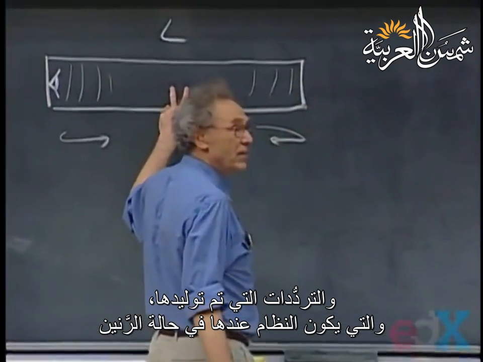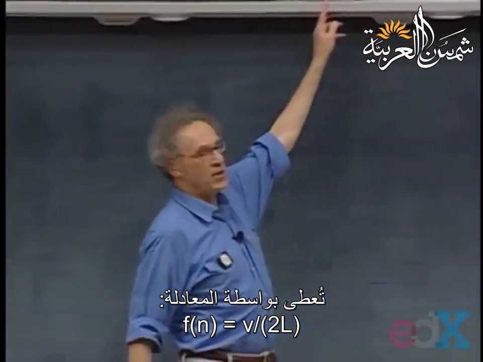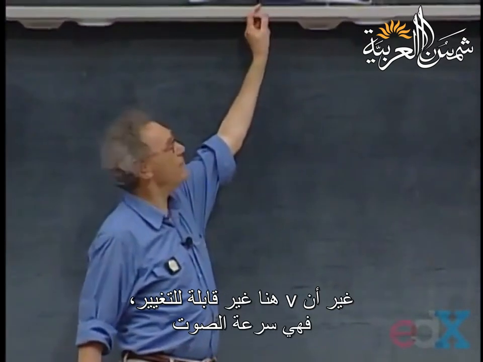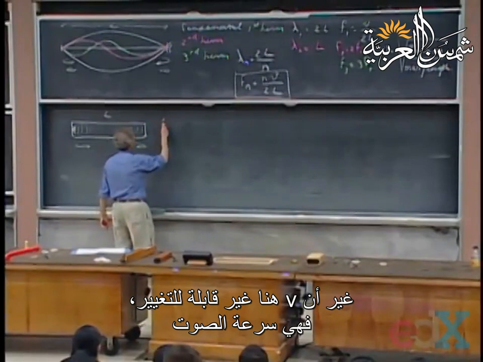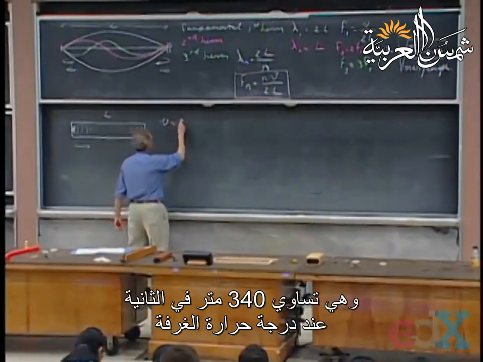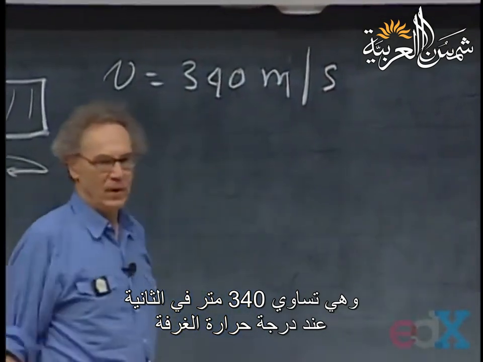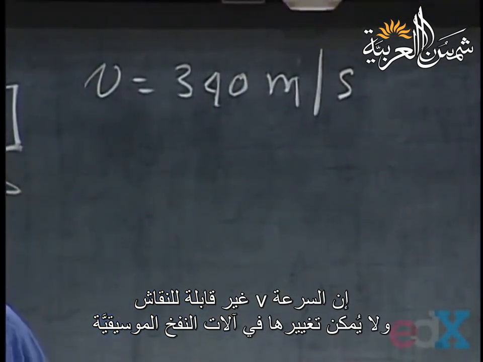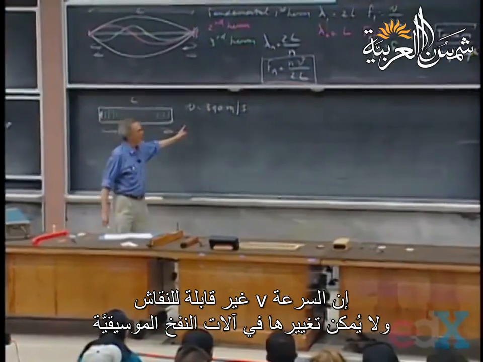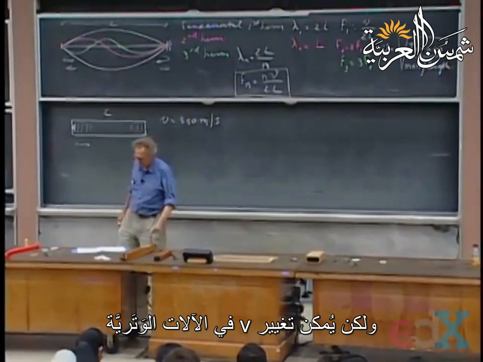And the frequencies that are produced, at which the system is in resonance, are given by exactly the same equation, except now that V is non-negotiable. V is now the speed of sound, which at room temperature is about 340 meters per second. So whenever you design woodwind instruments, that is non-negotiable. You cannot change V, which you can do when you are an instrument builder of strings.